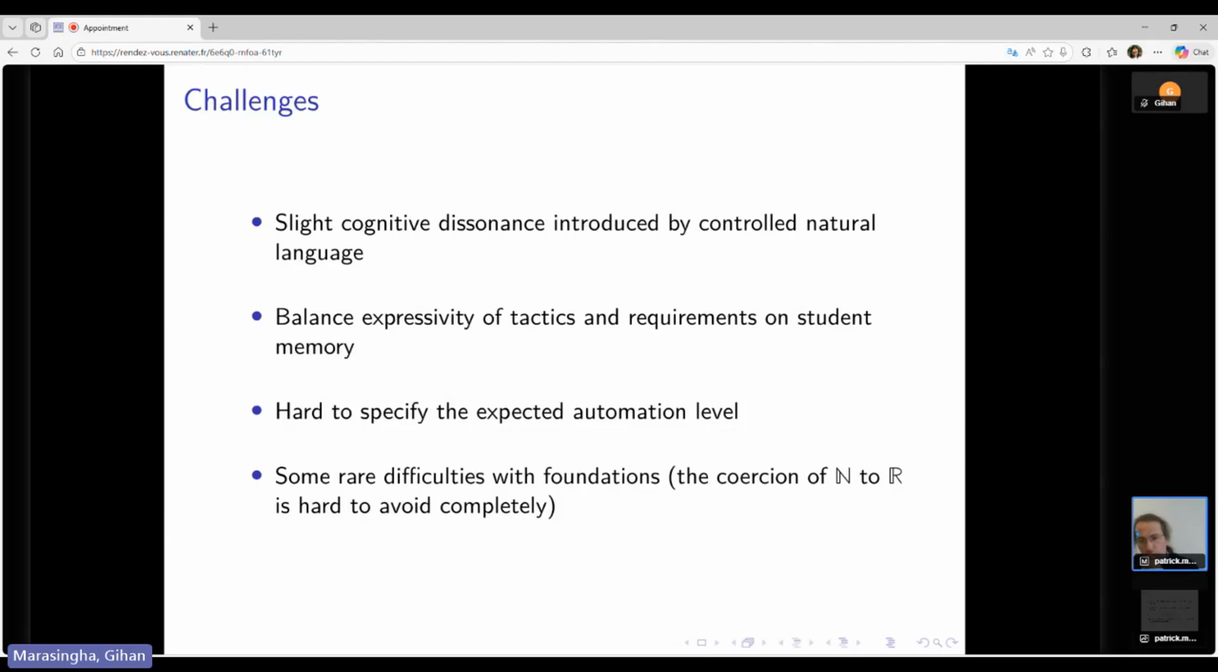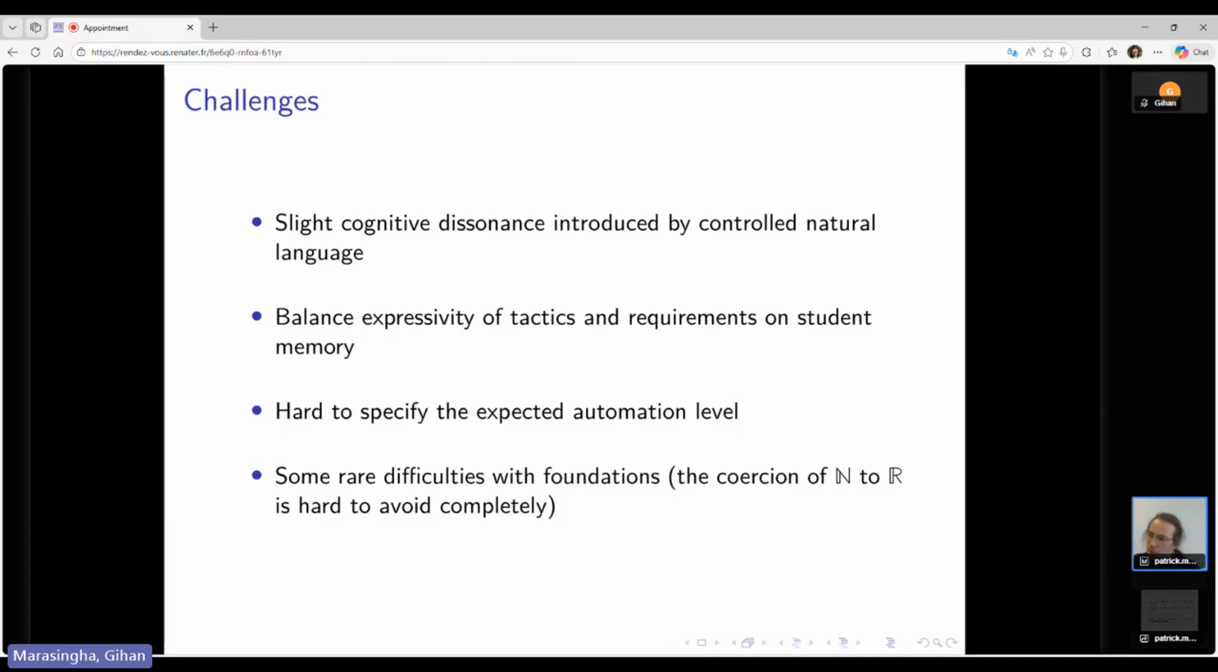And of course, the expected automation level is never fully specified. When I say I want Lean to do all the proofs that I would not want to see on paper, and I want Lean to not do the proofs I want to see on paper, this is an extremely vague specification, and sometimes there is a mismatch. The automation level is not exactly right, and the students still have work to do to go from Lean to paper. And very rarely, there are difficulties with foundations.